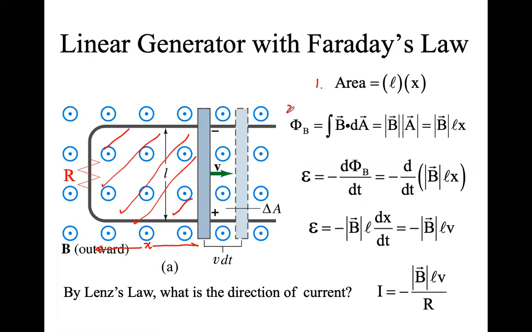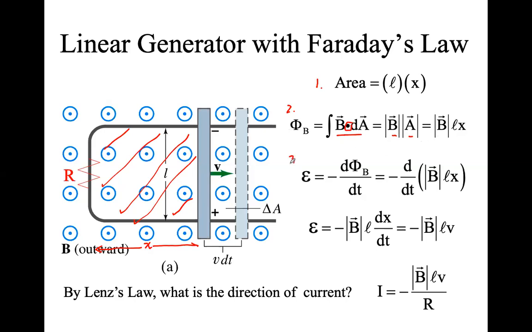Then you find the flux. Hopefully never have to do this integral, but you got to pay attention to that dot product. There's a cosine of theta in there, but in this case, the normal to that area and the magnetic field are in the same direction. So cosine of 0 is 1, so I could ignore that guy right there. Just B times A is the flux of that loop. And of course, the area is L times X.